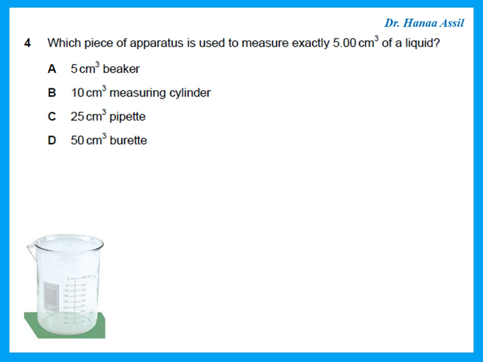If we're measuring using a measuring cylinder, again, remember, a measuring cylinder is not accurate. He wants to measure exactly 5.00. You cannot use a measuring cylinder. Remember, we use a measuring cylinder if we're measuring about 5 centimeter cubed, or to measure 5 centimeter cubed quickly. But if you want it exactly, do not use a measuring cylinder.